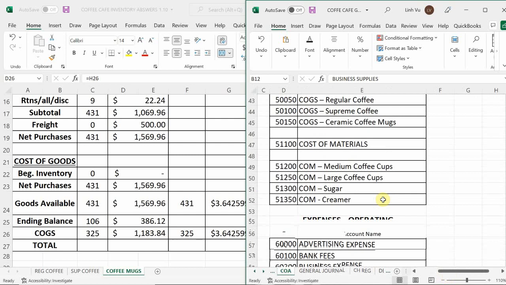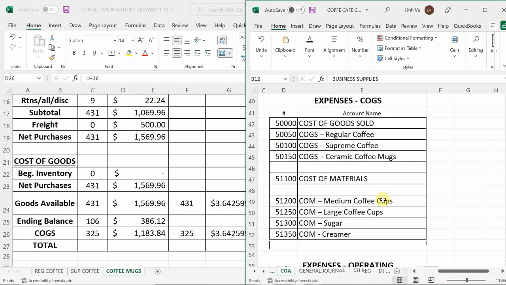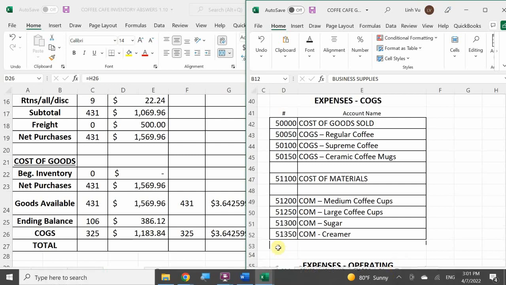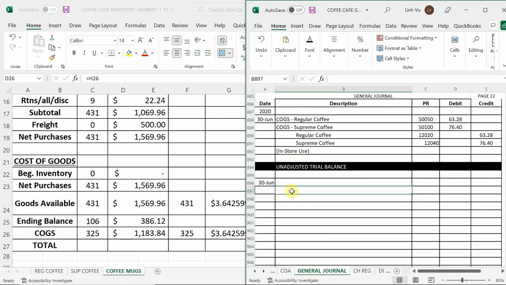Of the ceramic mugs. Now in this case, do I have cost of goods sold ceramic? Yes, cost of goods sold ceramic coffee mugs. Okay, account number 5150. Okay, good. That's definitely something that we're going to put on there. All right, account number 5150. What else do we need to include?